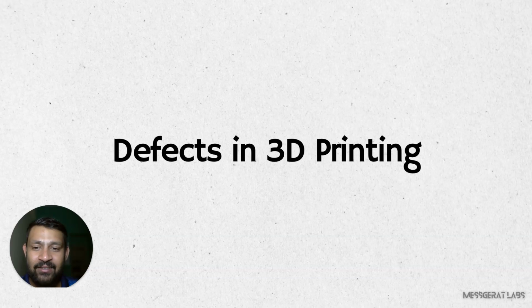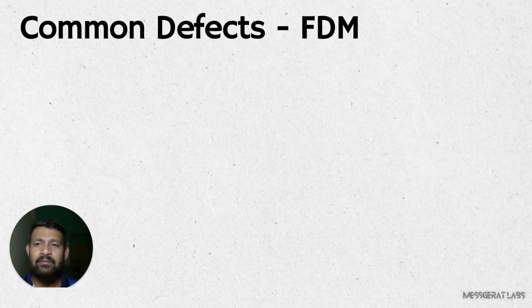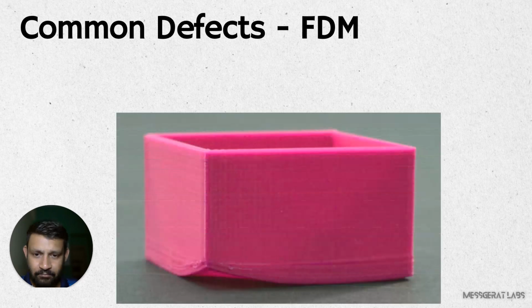So let's get started. The first topic, defects in 3D printing. What are the various kinds of defects that we face in FDM? By now we have covered multiple types of techniques of 3D printing, which are FDM, SLA, SLS, PolyJet, metal 3D printing, laser powder bed fusion, and others. So let's have a look at the defects that they produce.